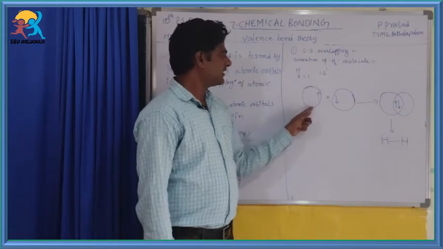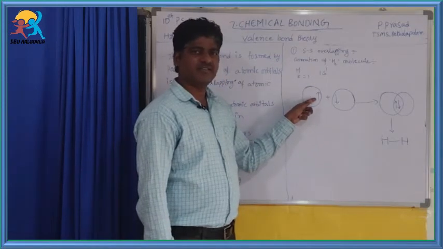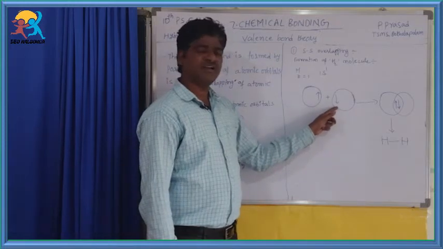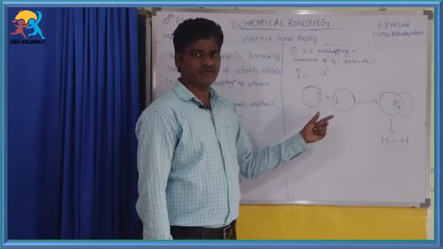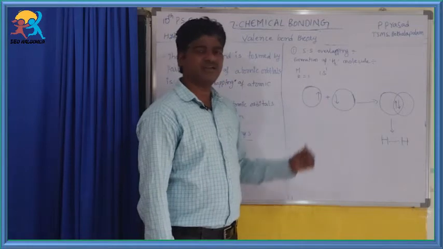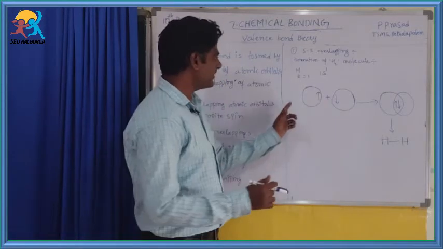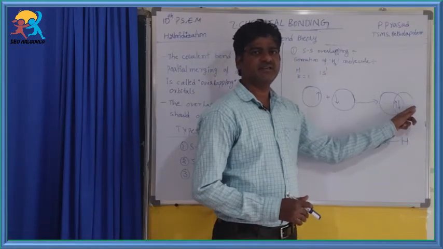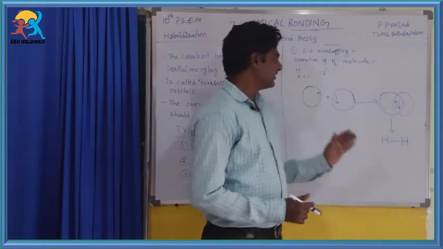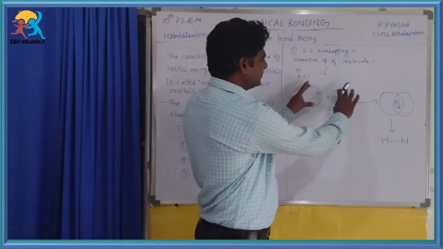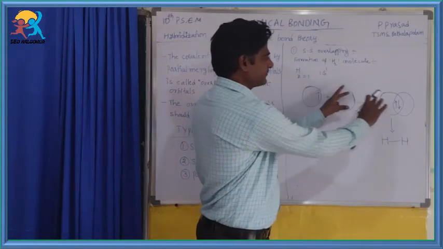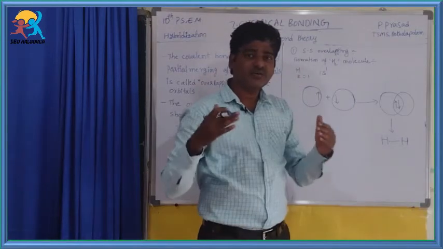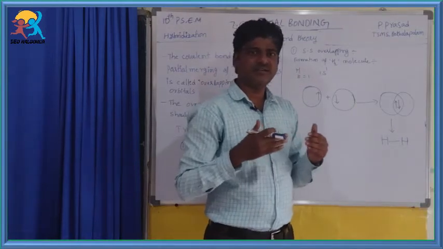Okay, so when these two hydrogen atoms come closer, one electron should have clockwise direction, that means a parallel spin, and another electron should have anti-parallel spin, that means anti-clockwise direction. So when these two atoms come closer, these two electrons are shared between the two hydrogen atoms. That means as the atoms come closer, the orbitals partially merge here. That is called overlapping.